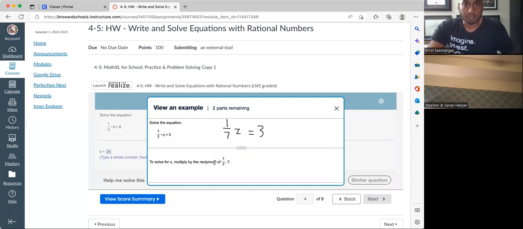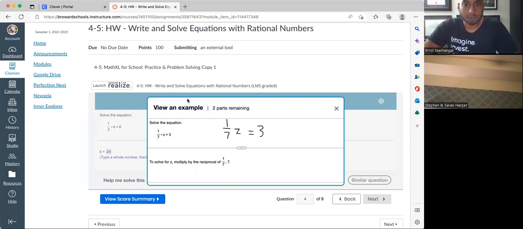What does coefficient mean again? Like the number beside the variable. What's the number beside the variable? 1/7. So what are you going to do with the coefficient? Divide both sides by the coefficient.